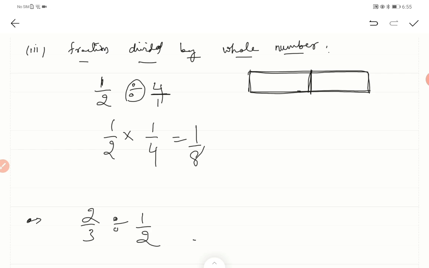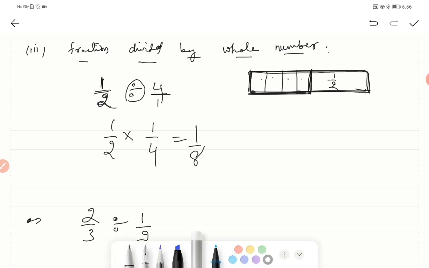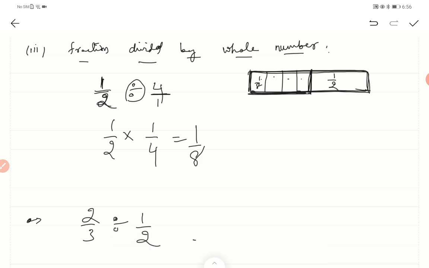Okay, let's see this in terms of figures. Let me first plot half. So I have a rectangle. Now I'm dividing it into two parts, one each giving me half. Now each half is divided into four parts. So 1 2 3, 1 2 3 4. Now when half is divided into four parts, each one will be 1 by 8, 1 by 8, 1 by 8, 1 by 8.